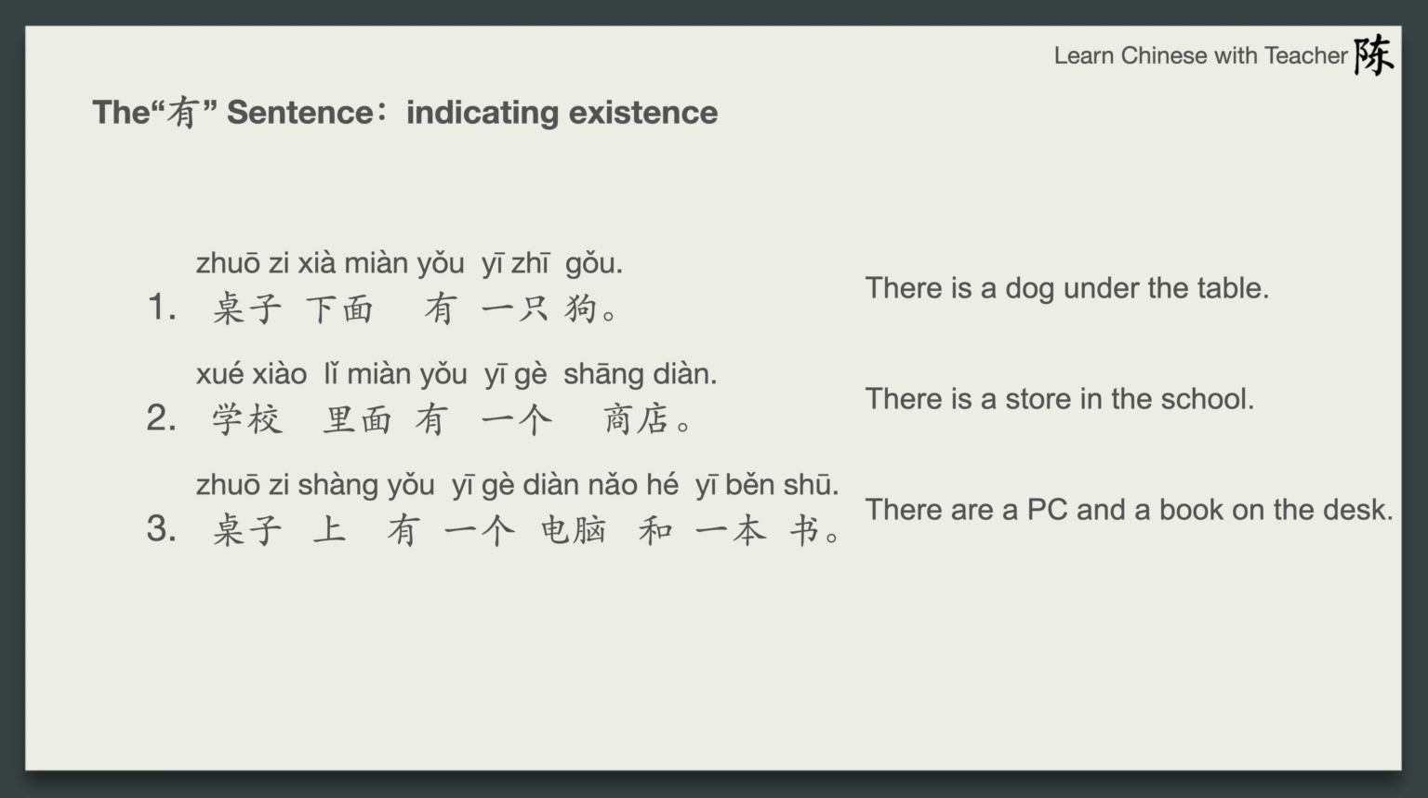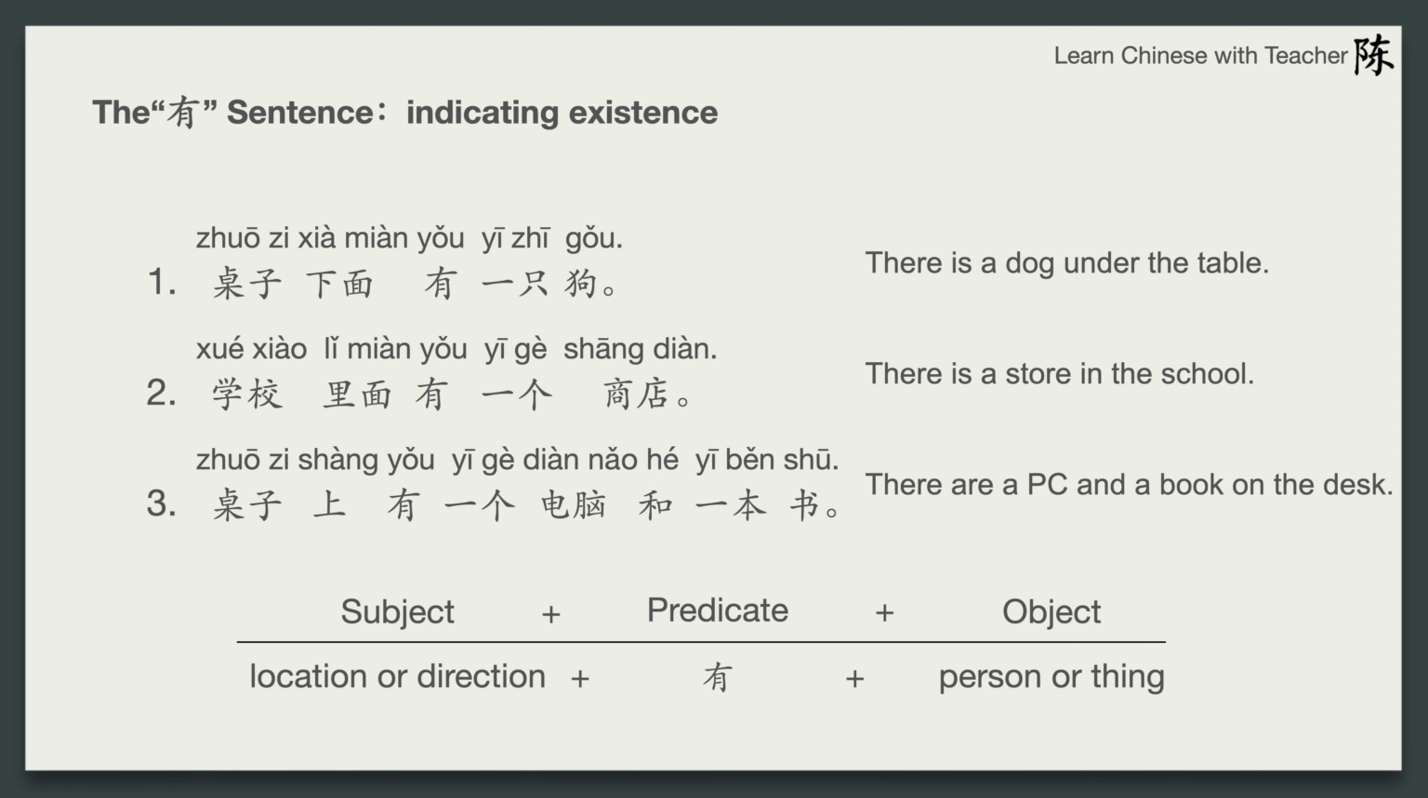The structure of these Chinese sentences is the subject plus the predicate plus the object. Location or direction are the subject. The verb 有 functions as the predicate. And noun or phrase of place, person, or thing are the object. The English sentence structure is there is or are something or somebody at somewhere. The word order is totally different between English and Chinese, and also you cannot use to have in the English sentence. Let's have a recap.